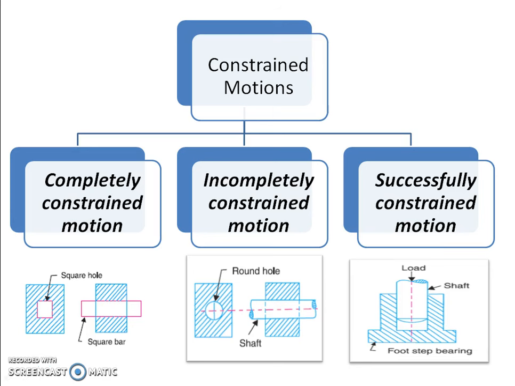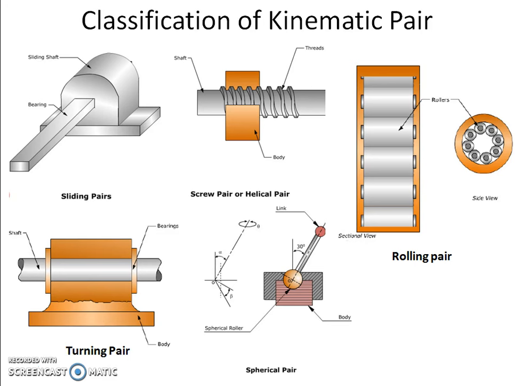And the third type is successfully constant motion. When the motion between the elements forming a pair is such that constant motion is not completed by itself but by some other means, then the motion is said to be successfully constant motion. For example, the footstep bearing. In that footstep bearing, before applying the load, the shaft has rotary as well as reciprocating motion. We can restrict the reciprocating motion by applying the load on that shaft, so the shaft has only rotary motion. Such type of motion is called successfully constant motion.